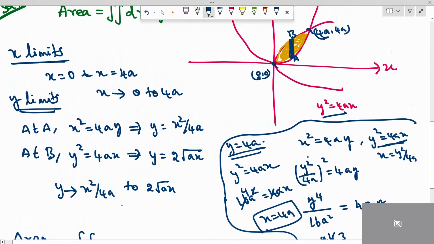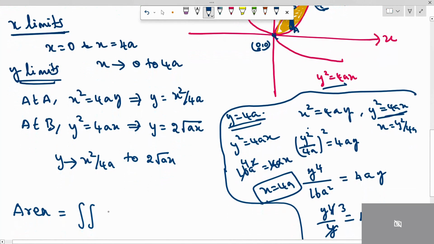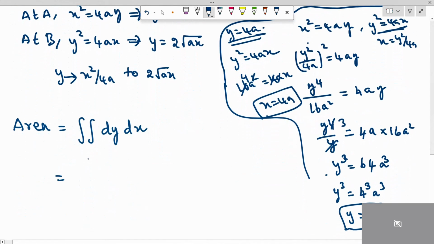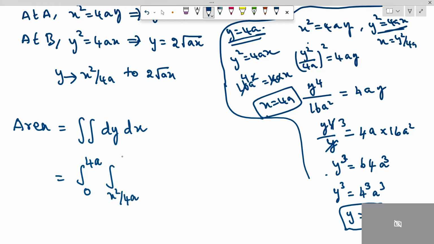Here the strip direction is perpendicular to the x axis. In this case, the x limits are constant, that is our outer limit, which means we write in the form of dy dx. Our limits: outer limit 0 to 4a, inner limit x square by 4a to 2 root ax, dy dx.